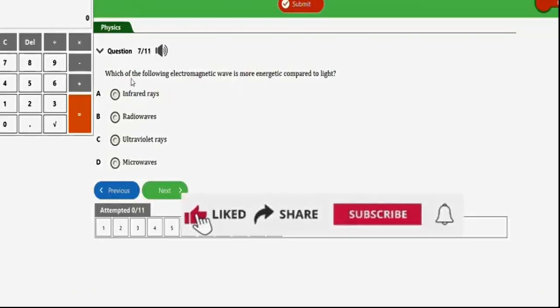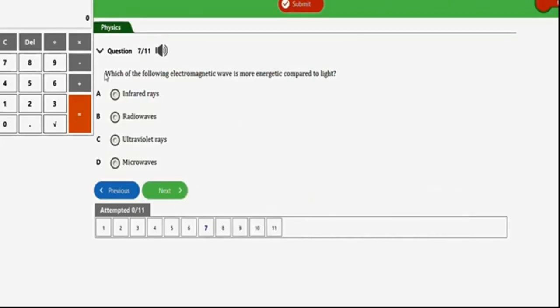Really appreciate this. The question says which of the following electromagnetic wave is more energetic compared to light?